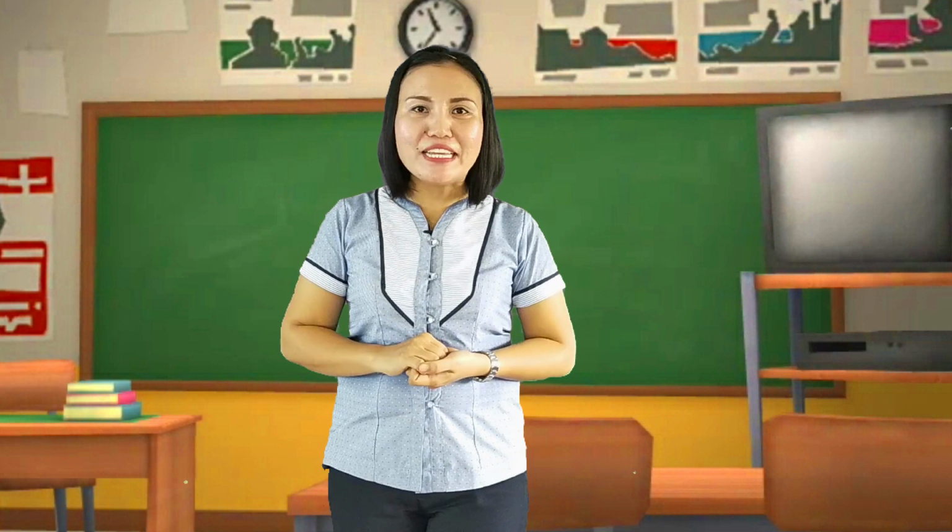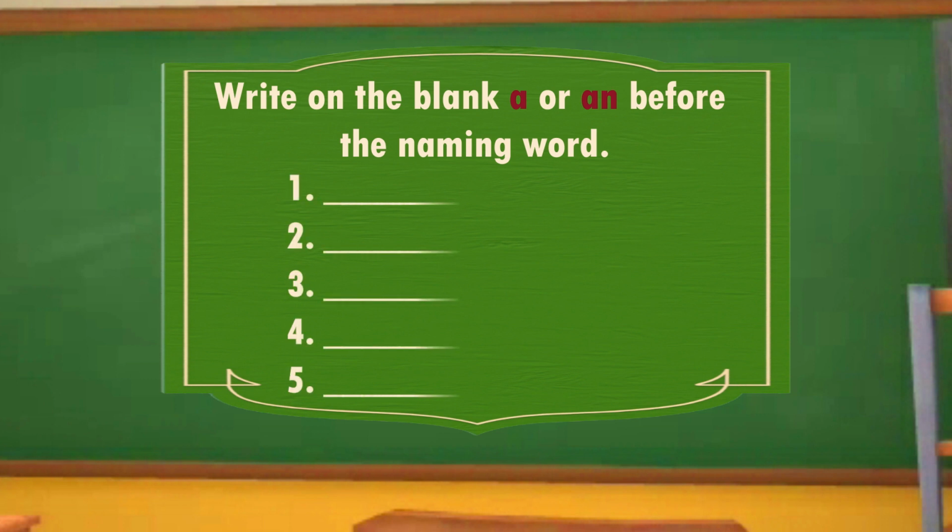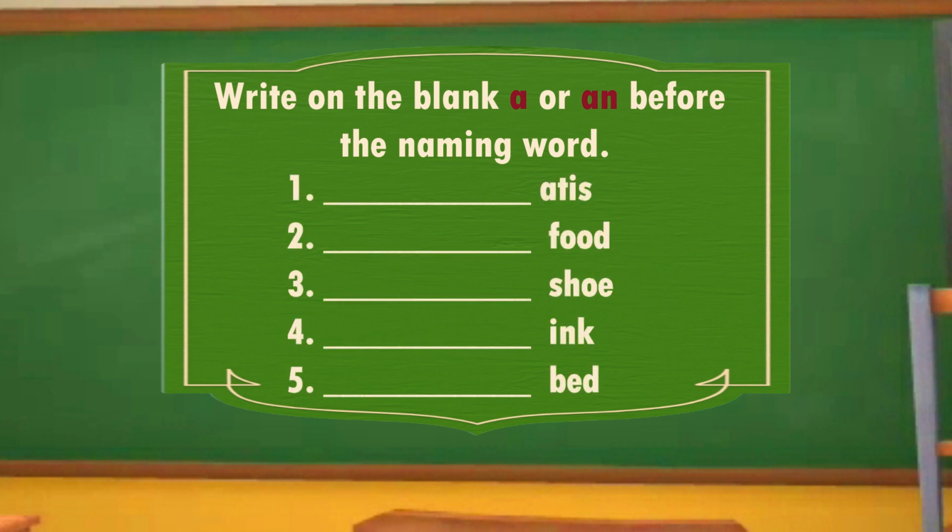Here is another activity for you to answer. Focus your attention in Activity 2 on your self-learning module. All you have to do is to write in the blank a or an before the naming word. Are you ready? Number 1, atis. Number 2, food. Number 3, shoe. Number 4, ink. Number 5, bed.